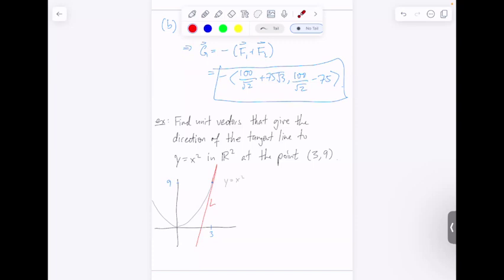Okay, so if I take the derivative and plug in x equals 3, what does that get me? That gets me the slope of this tangent line. And from slope, how might I get a direction? Remember, the slope is a number. So recall, L can be written in the form y equals mx plus b, where m is the slope. So let's suppose I have a line that's y equals mx plus b, and I know what the slope is. How might I get a direction off the slope?